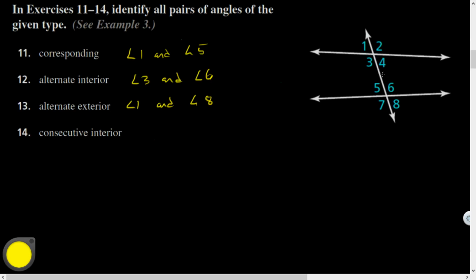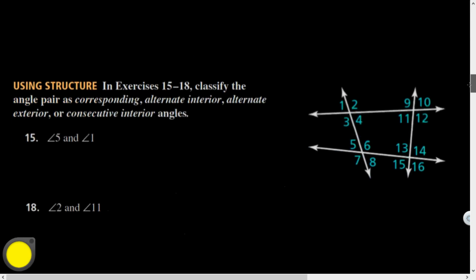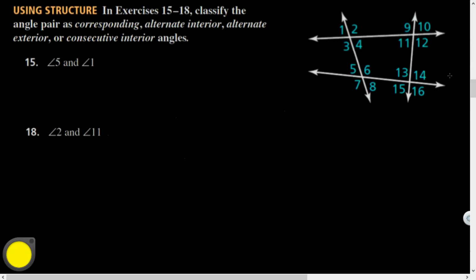Consecutive interior would be on the same side of the transversal. So that'd be like 3 and 5 or 4 and 6, right? So you guys are golden at this, right? This was all just vocabulario. All right. How about this? 15. Someone help me out here.